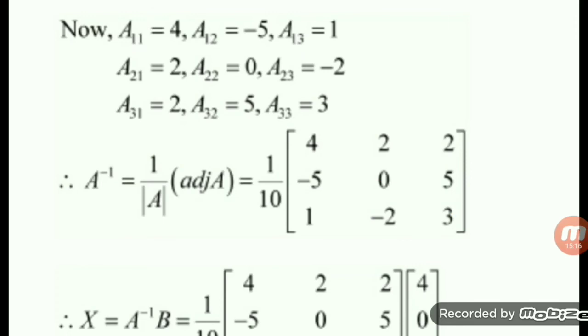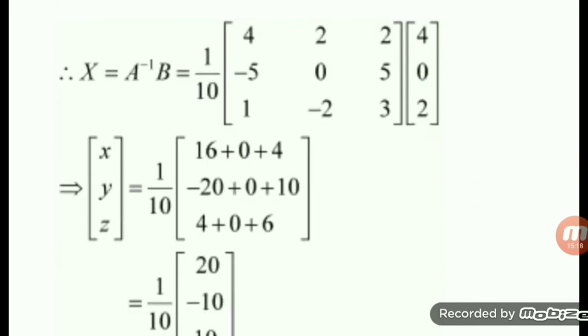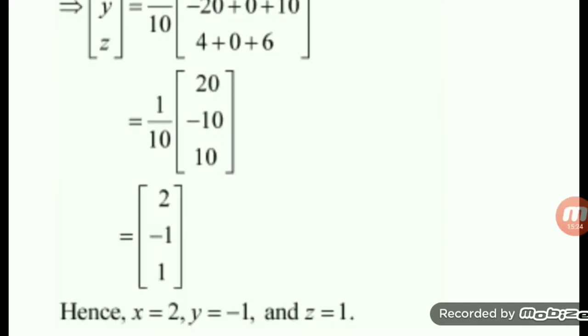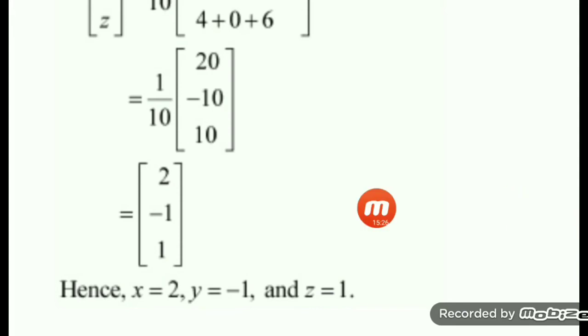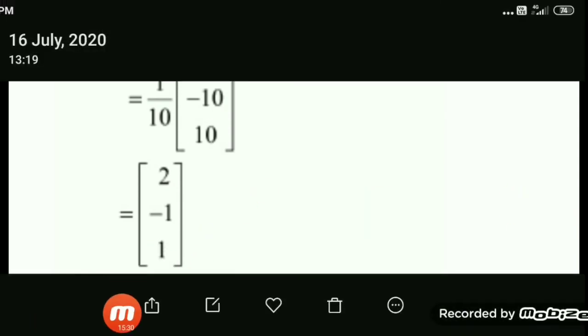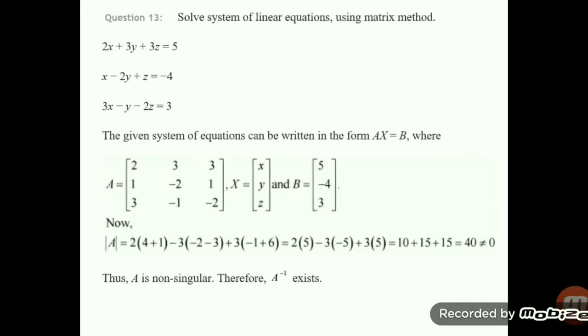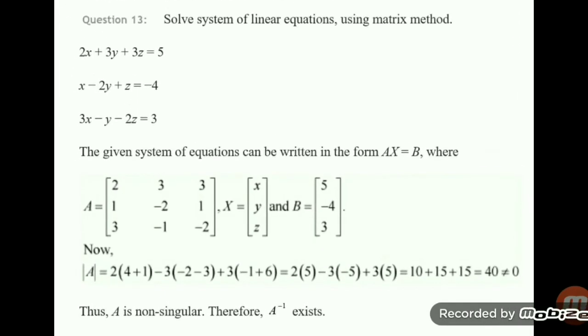This is done. Then what is x? X equal to A inverse of B. Put the values here, do the product, and after doing the calculation we have got the values 2, minus 1, 1. And comparing with the column matrix x, y, z, we got x equal to 2, y equal to minus 1, and z equal to 1. This is the solution. Okay, now question number 13 is also similar to this.